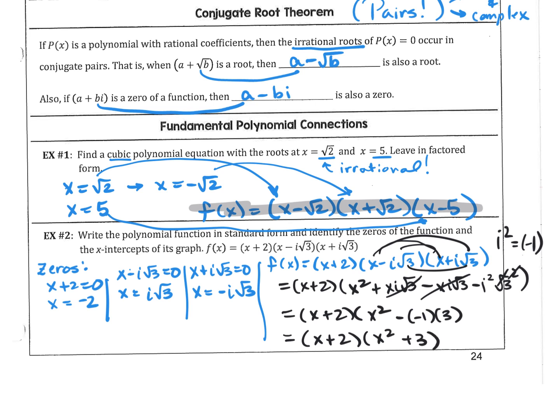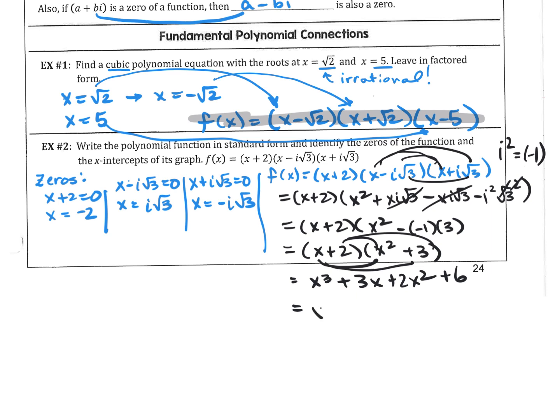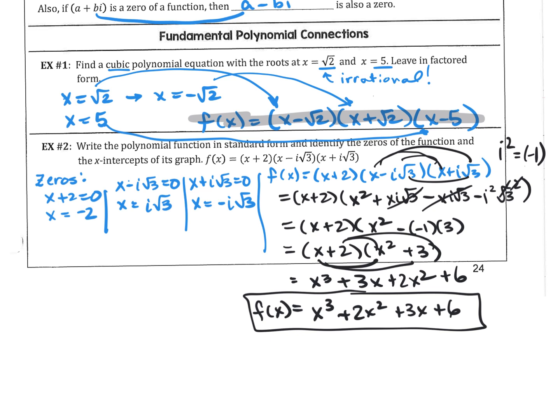Now we can finish multiplying it out. FOILing again, we get x cubed plus 3x plus 2x squared, and then plus 6. So to clean this up, from highest degree to lowest degree, we know that f of x is equal to this. This is our standard form. Now, what that means is we can find our y-intercept, because we know our y-intercept is always just the constant. So our y-intercept is the 0, 6, okay? And that's it for that.